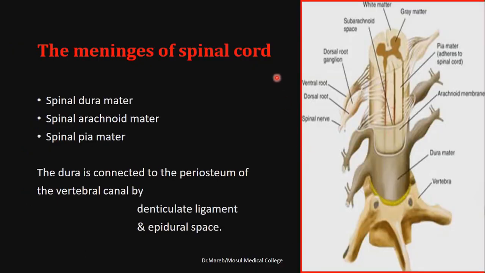Now the meninges of the spinal cord, they are three. The first one is the dura mater, the second is arachnoid mater, and the third is pia mater. The pia mater is separated from the arachnoid mater by the subarachnoid space. The dura mater is connected to the periosteum of the vertebral canal by denticulate ligaments and epidural space. So the meningeal coverings of the spinal cord are spinal dura mater, spinal arachnoid mater, and spinal pia mater.